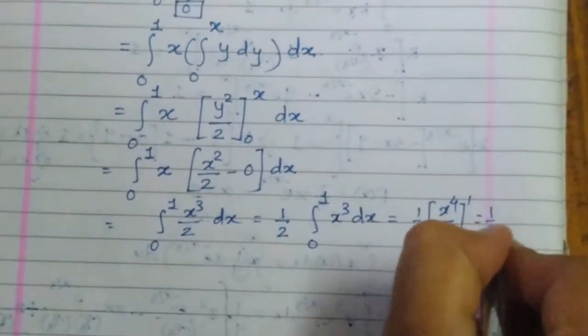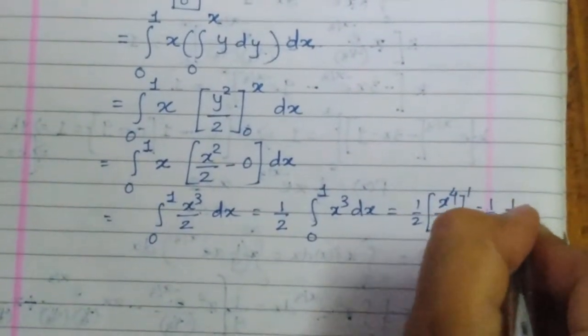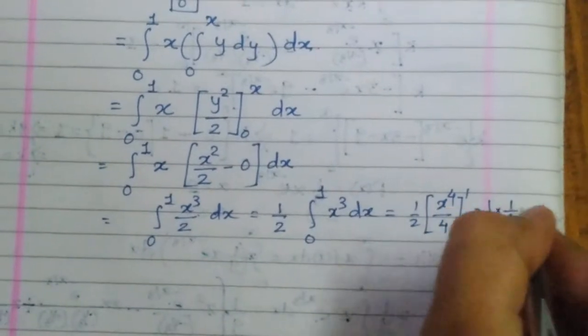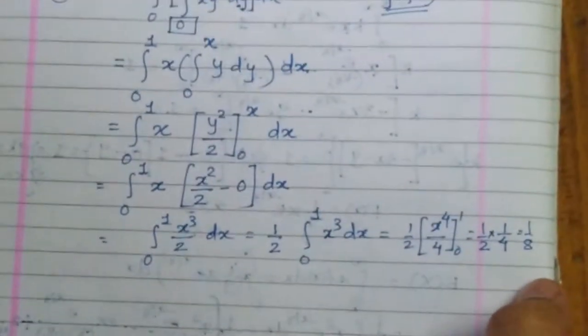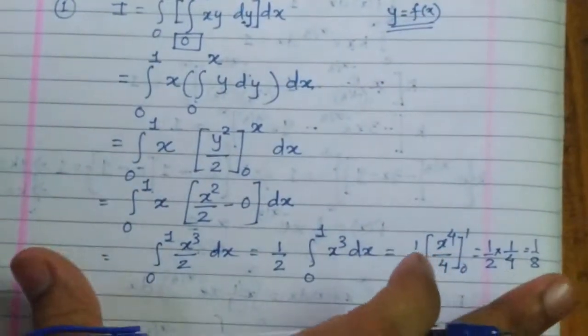So hence we have 1 by 2, and for upper limit it is 1 by 4. For lower limit it is 0. So hence my answer is 1 by 8. Are you clear with this? So this is a very basic problem.